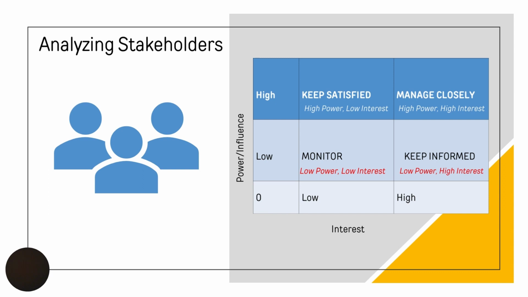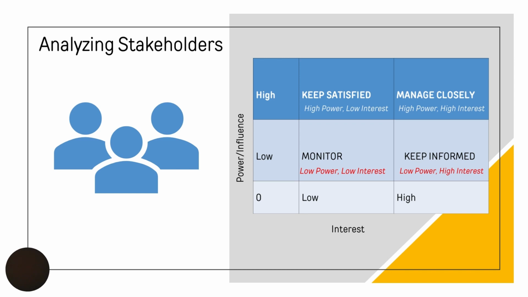Now, if you follow this quadrant using the power influence grid and the interest grid, you'll see that some people will fall into your low and low section. That means they've got low power and they've also got low interest. For this kind of people, you monitor them. Then there are those who fall into the high power section and low interest. For these stakeholders, you make sure you keep them satisfied.